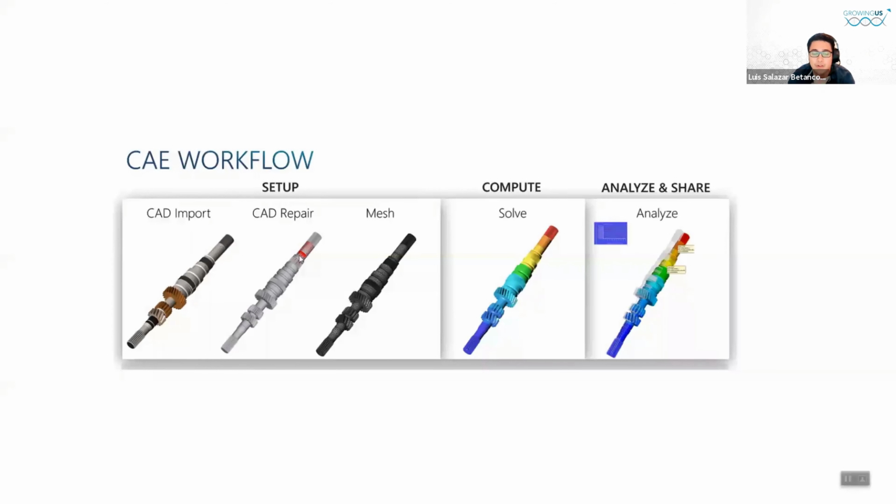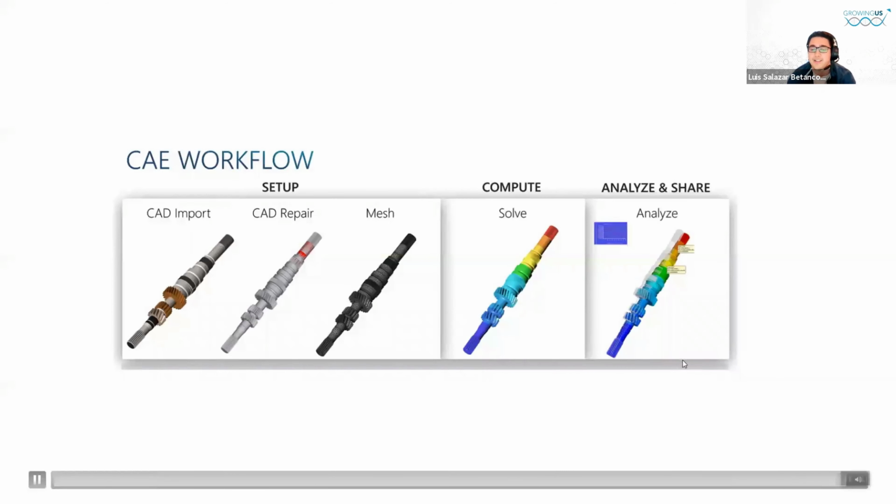Finally, just to give a full overview of what we have done here, we imported using HOOPS Exchange. We exported and we repaired it in Polygonica. We meshed it using our mesh tool. We solved it using also our product. And finally, we visualize, analyze, and share using our visualization and analysis tool.